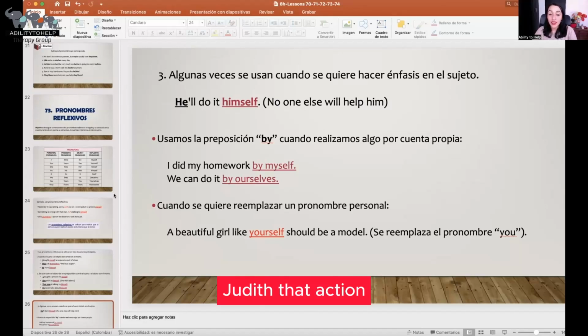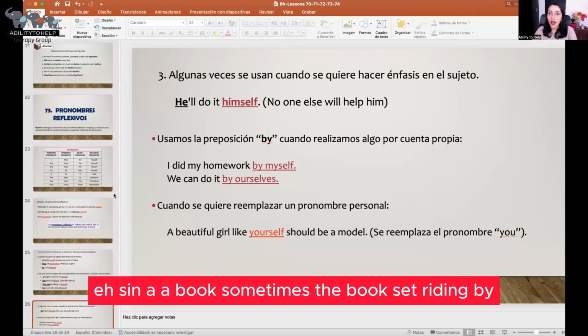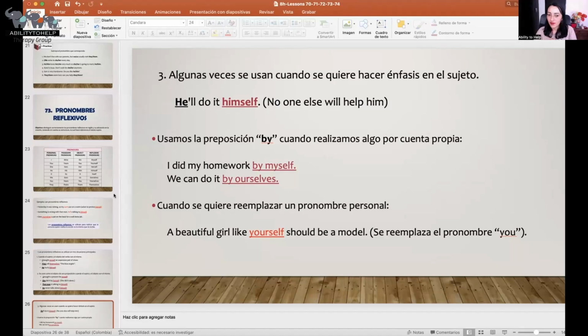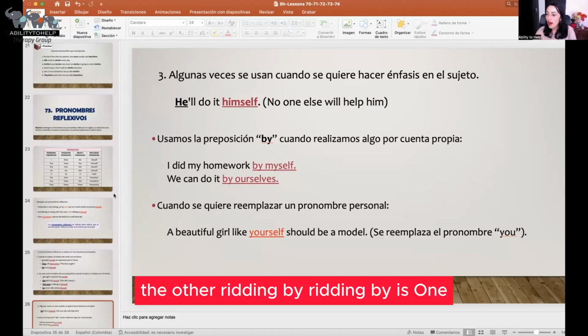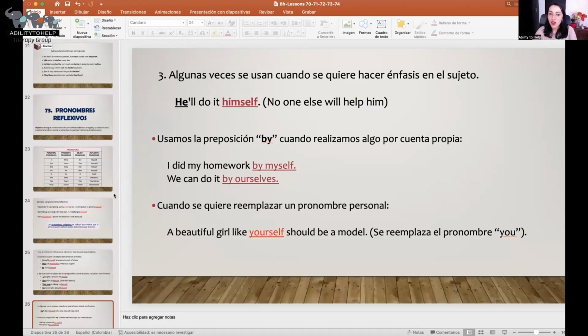So it's a simple way to learn this preposition, by. I don't know if you have seen a book. Sometimes the book says writing by the author, writing by. Writing by is when you want to say the person who wrote that book. Okay? Now in Spanish.